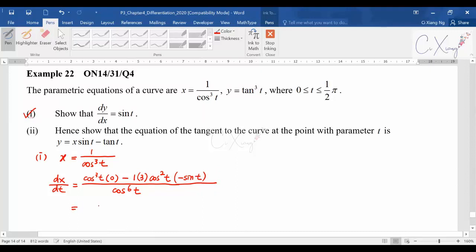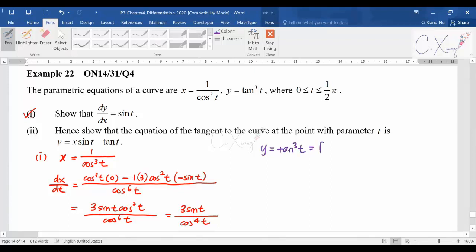When I simplify it, I will get 3 sine t cos^2 t divided by cos^6 t. Then again, you can simplify the cos squared, so you should have sine t divided by cos^4 t. Okay, so this is the dx/dt that I have, dx/dt only. Alright, then now let's continue. They tell you that y equals tan^3 t.